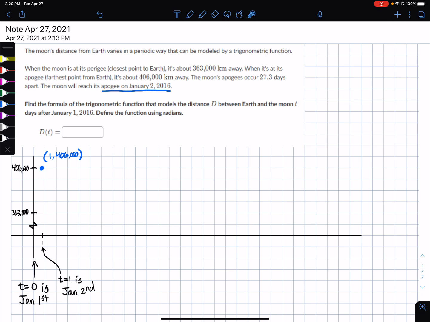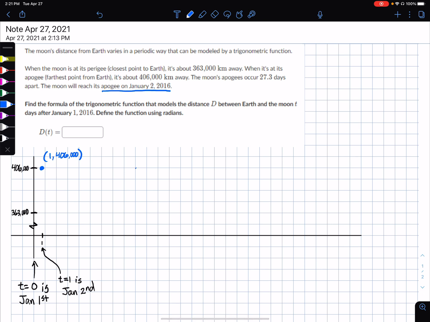All right, so you see on my axes here, I first of all broke the y-axis so that we could actually talk about such high values and still see my x-axis here close by. I am making a note down here as well. T equals 0 represents January 1st, and that would make sense to call t equals 1 day later, January 2nd, since they are talking about t days after January 1st. So our first apogee, they said, is on the 2nd. So I place this coordinate here at 1 day, 406,000 kilometers.